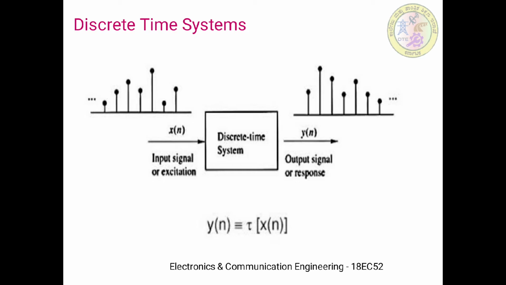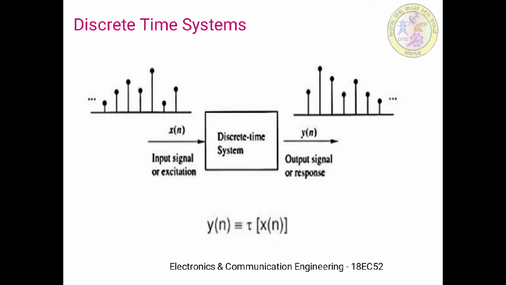So very specifically, a discrete time system is nothing but a device or algorithm that operates on a discrete time signal, which is called the input or excitation. So the input to the discrete time system on which the system is going to operate is known as input or excitation. That operation will be performed according to some well defined rule, and that operation is going to produce another discrete time signal, and that signal is known as the output or response of the system.